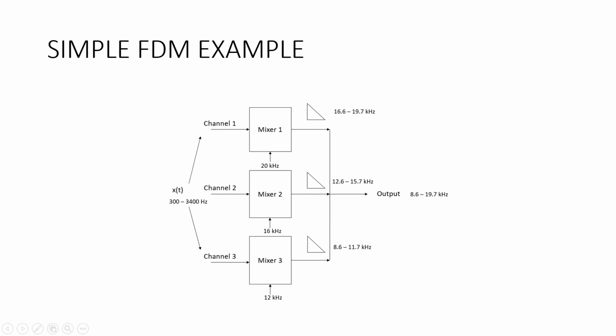Like this, the baseband signal of frequency 300 to 3400 Hz will be converted to 16.6 to 19.7 kHz, which is a higher frequency range. And then these ranges of frequencies are summed up and produce an output of total bandwidth 8.6 to 19.7 kHz.